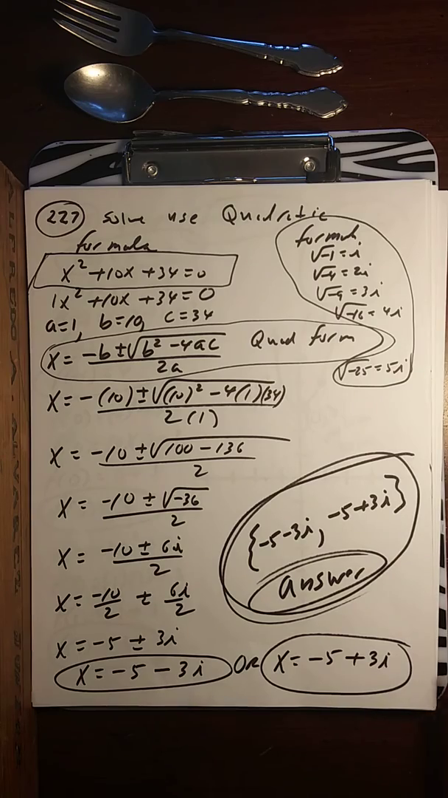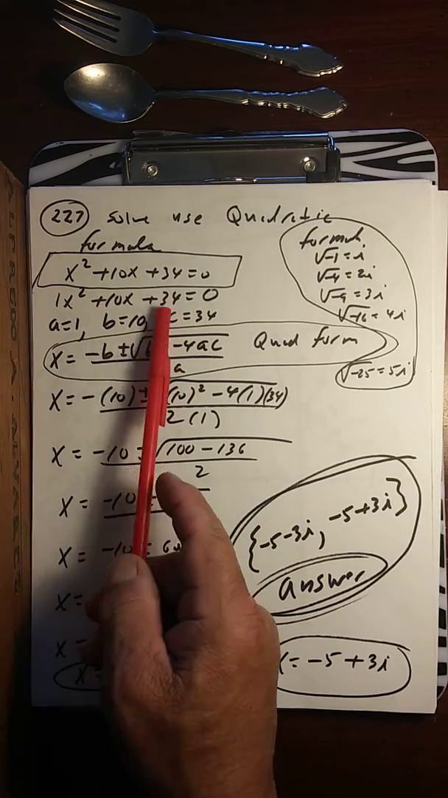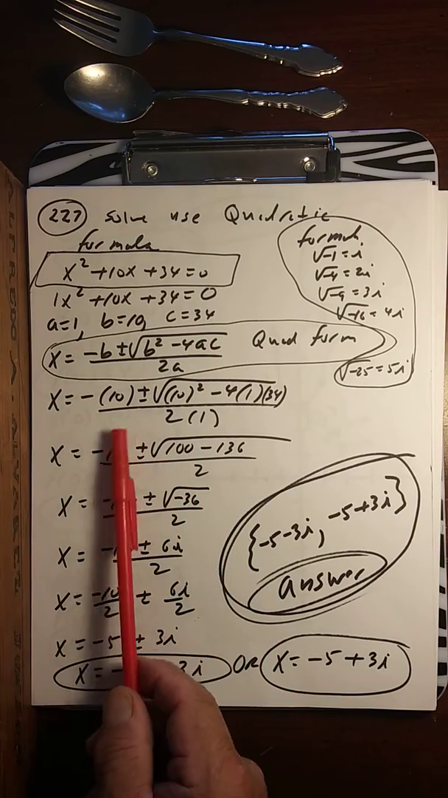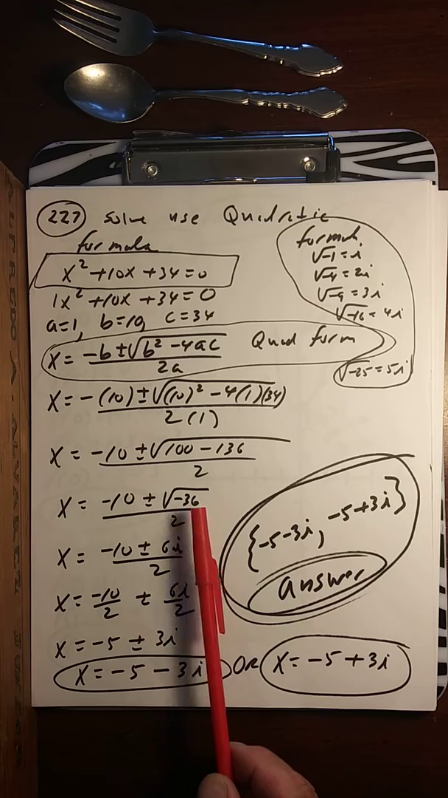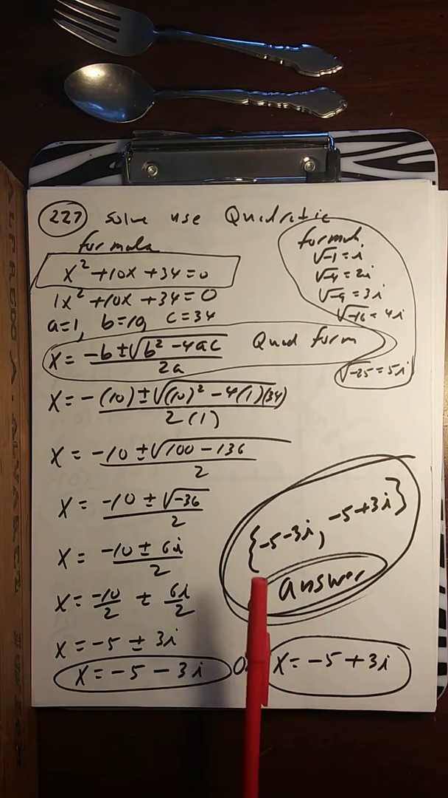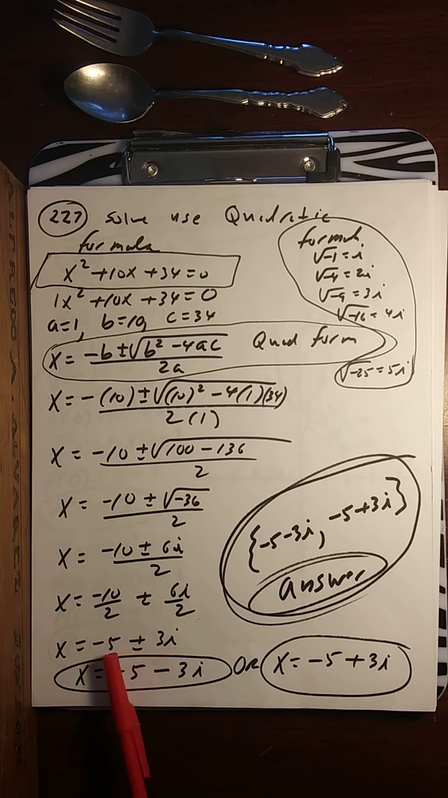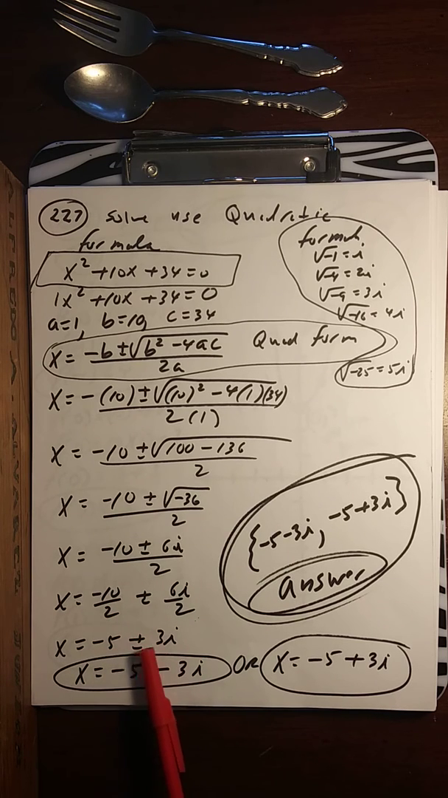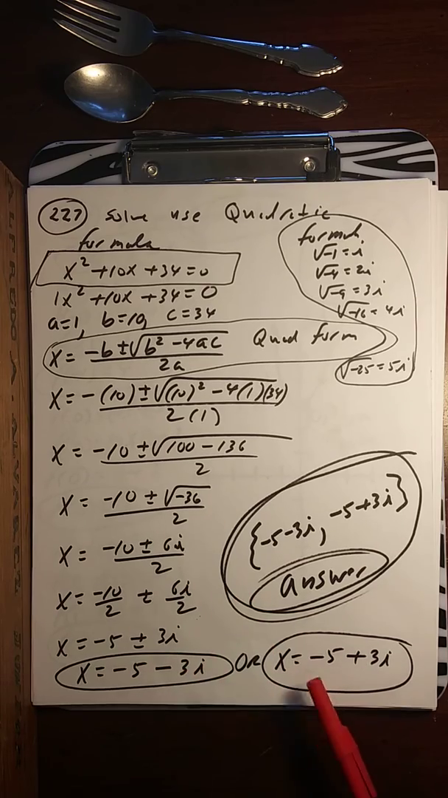So using the quadratic formula again. Another quadratic formula. So we have A, B, C. Put them in there. So now we have negative 10. 100 minus 136 is negative 36. Square root of negative 36 from the formulas again is going to be 6i. So we have negative 10 plus that. Write it as two fractions. That's going to be negative 5 plus or minus 3i. So we have negative 5 minus 3i, negative 5 plus 3i.